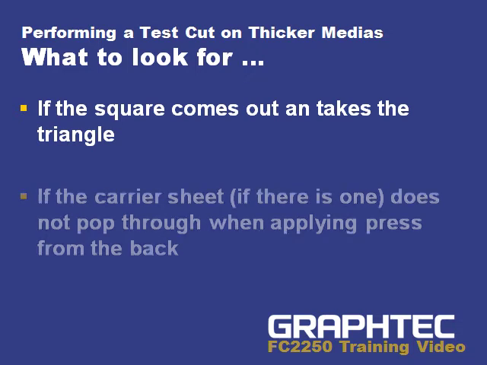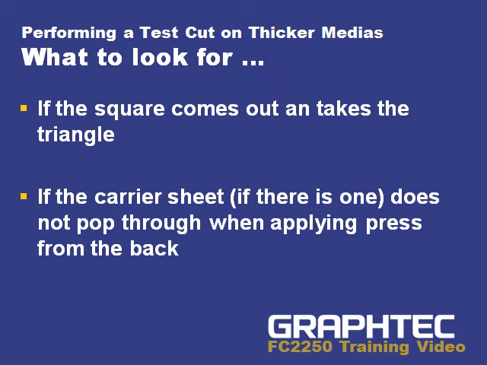Now the other thing too is that if you have a carrier sheet, if there is one, by applying a little pressure from the back, if it doesn't pop out, then you're good. But if it does, then that means your force is a little too high. And it also may mean that your blade is extended a little bit too far. So you might have to check those things out. So that's basically it for setting up your conditions and then testing them.